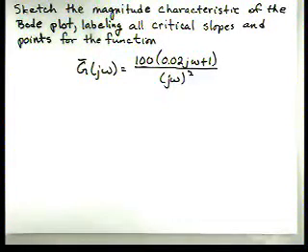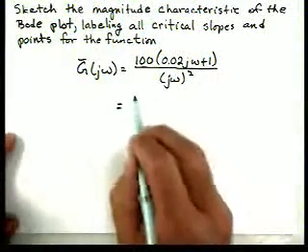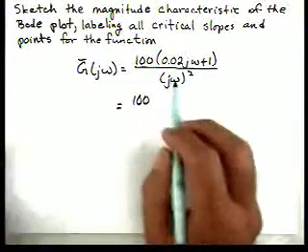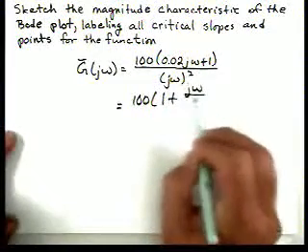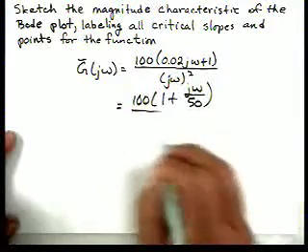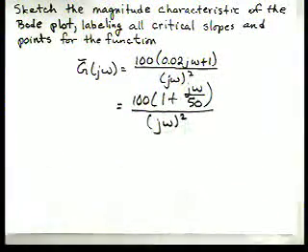In this problem, we're asked to sketch the magnitude characteristic of the Bode plot, labeling all critical slopes and points for the function. And this function is essentially in standard form. We could take this term here and really rewrite it so it looks more like it's in standard form. So that would become 100 times (1 plus j omega over 50) over (j omega) squared.